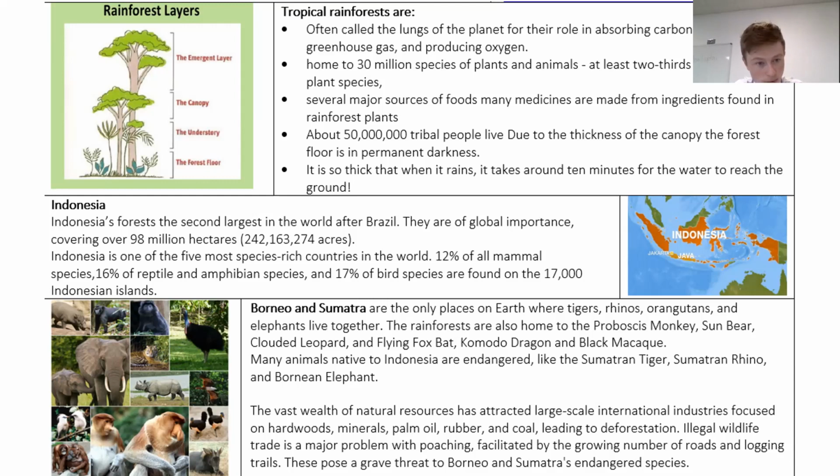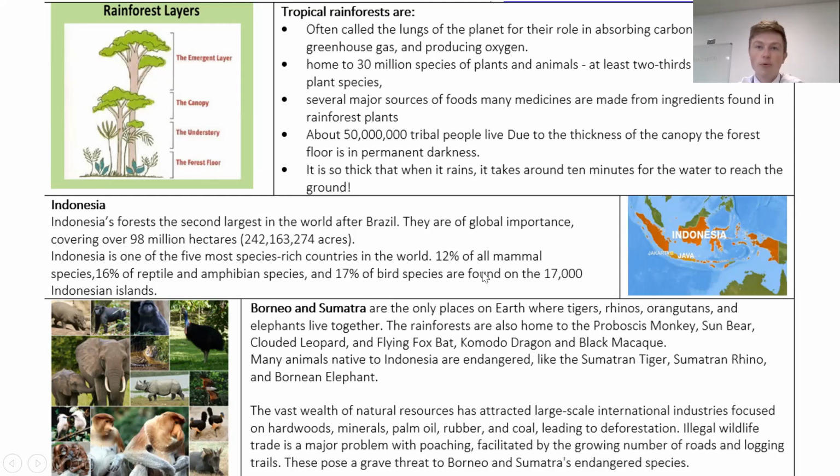12% of all mammal species in the world live there. 16% of reptile and amphibian species live there. And 17% of bird species live there. All amongst the 17,000 Indonesian islands. So very large, lots of different animals, lots of different species there.